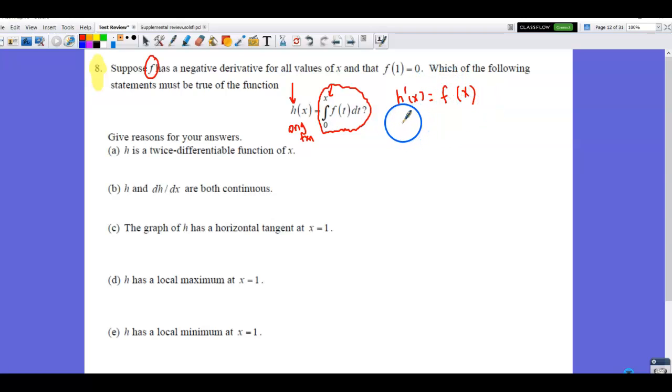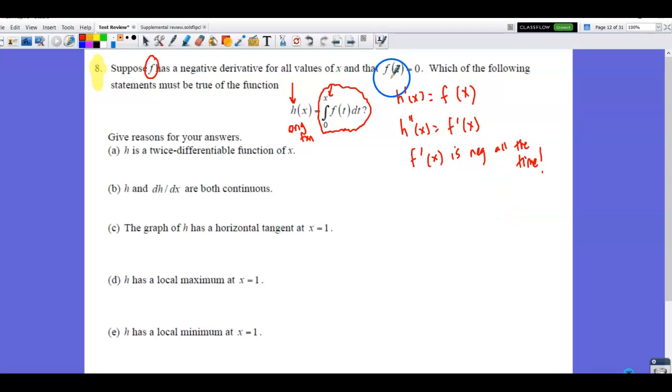And I'm going to go ahead and find the second derivative of h, which is equal to the first derivative of f of x. Now back here, that's kind of important because they told us that f has a negative derivative. That means that f prime of x is negative all the time.